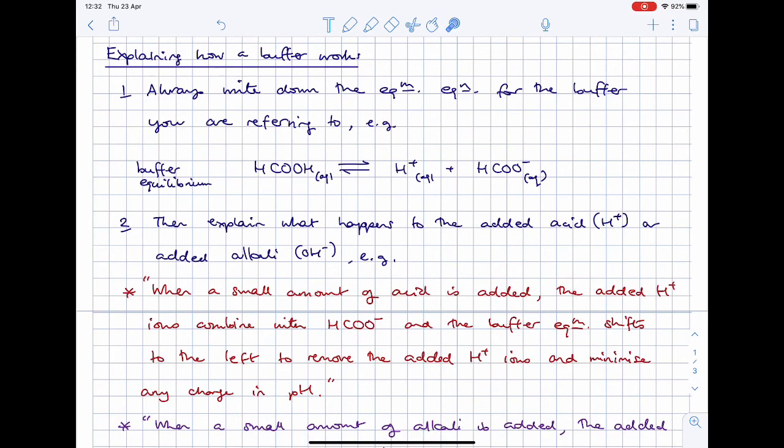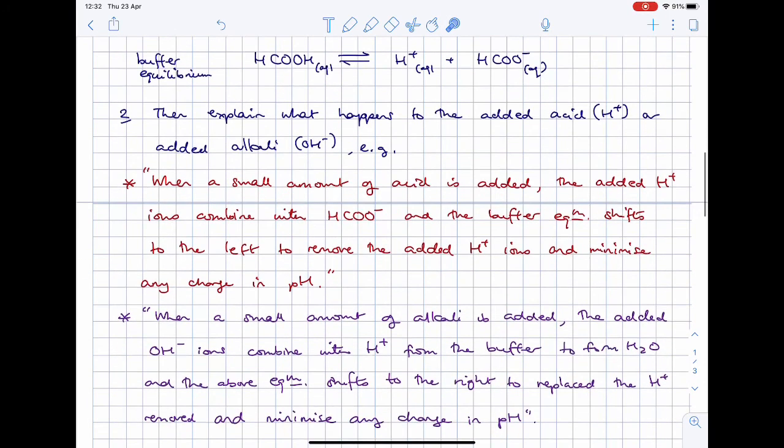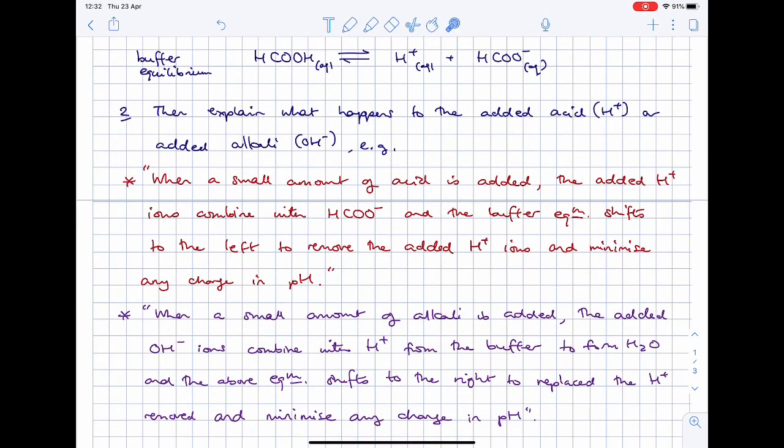If you explain in terms of what happens when you add an alkali, you would say when a small amount of alkali is added to the buffer, the added hydroxide ions combine with the H plus ions from the buffer to form water, and the above equilibrium shifts to the right-hand side.